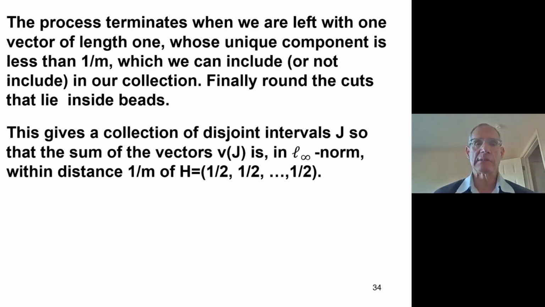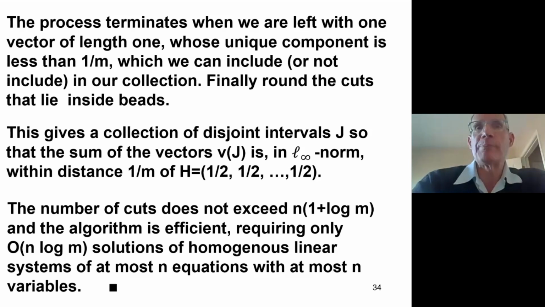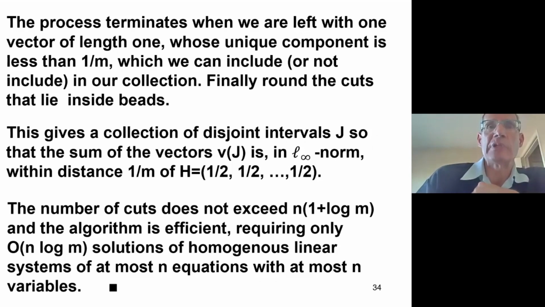So basically that's the whole thing, and the thing to observe is that it gives us a collection of disjoint intervals, so that the sum of their vectors, which tells us how much of each measure we got, is very close to 1/2, 1/2, 1/2, and the number of cuts is correct. The algorithm is efficient, because the only things we have to do are to compute p measures of some things and to solve systems of equations from time to time to find the linear dependence between floating coefficients and use it to reduce the number of floating coefficients. Right? So this is about that.